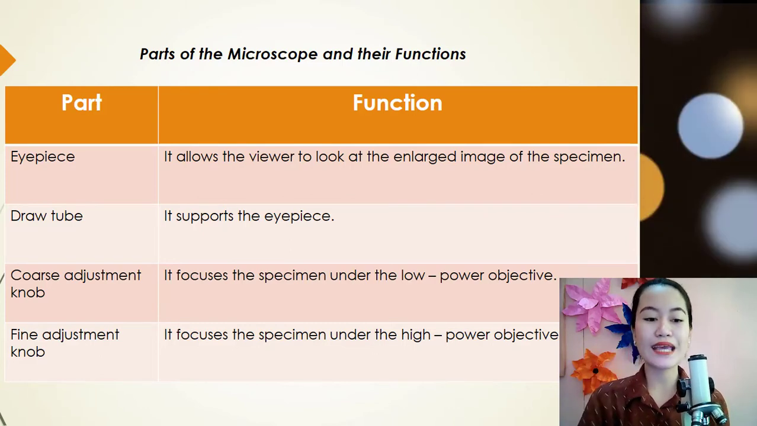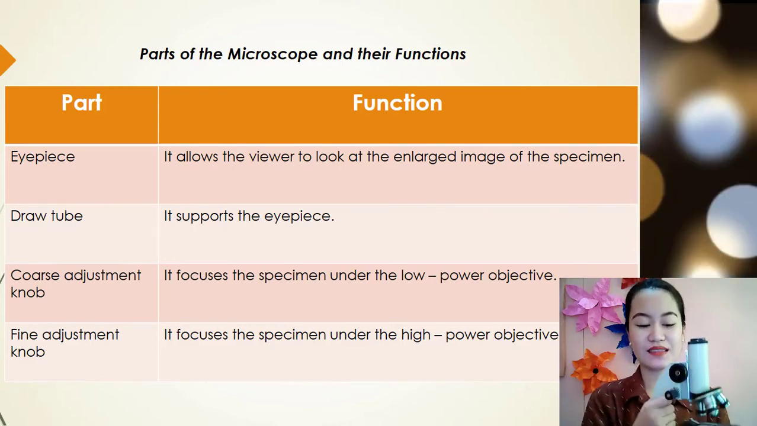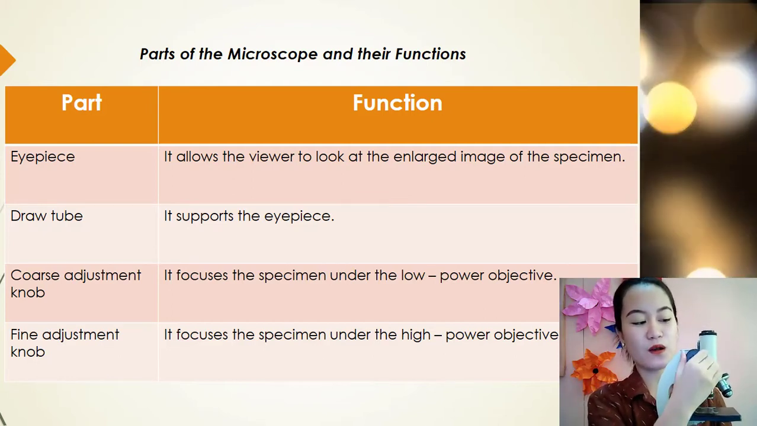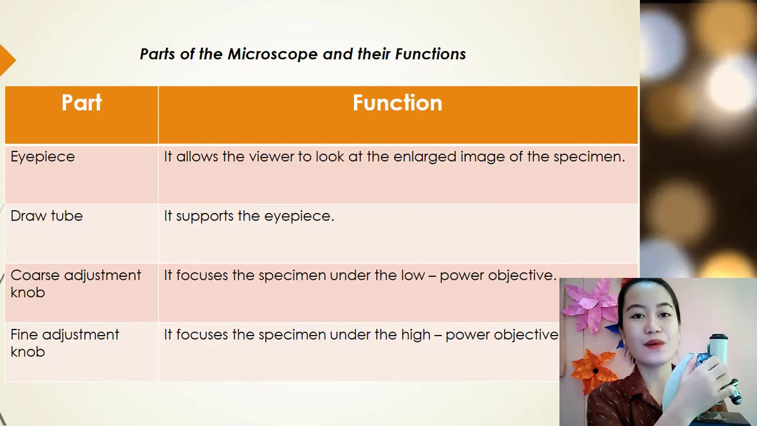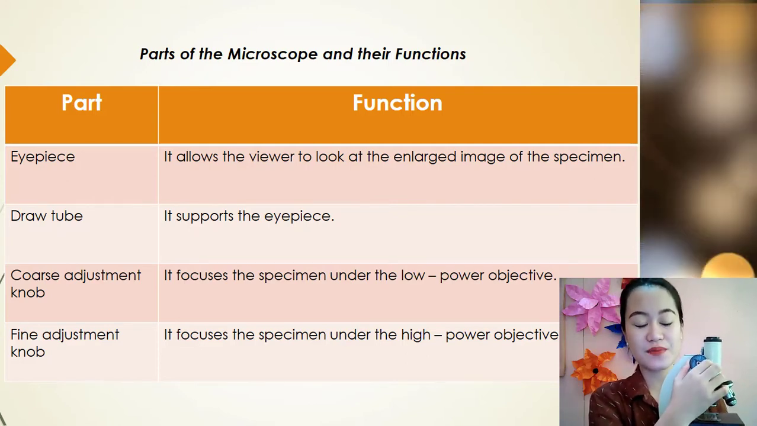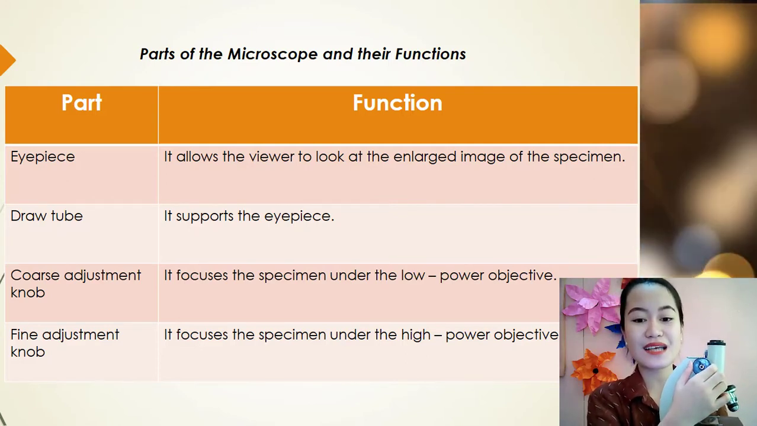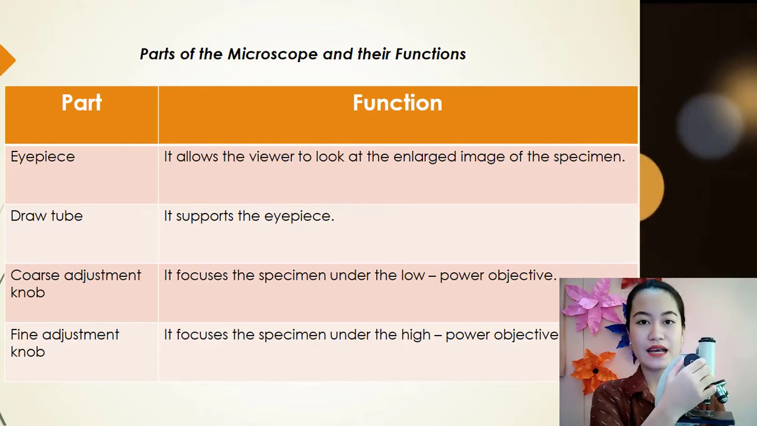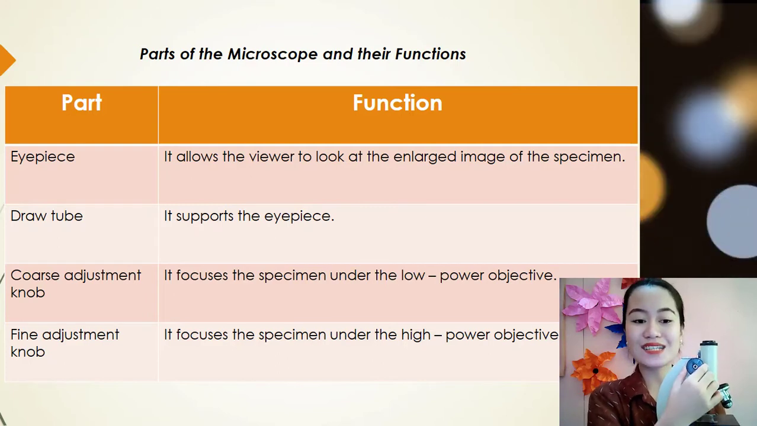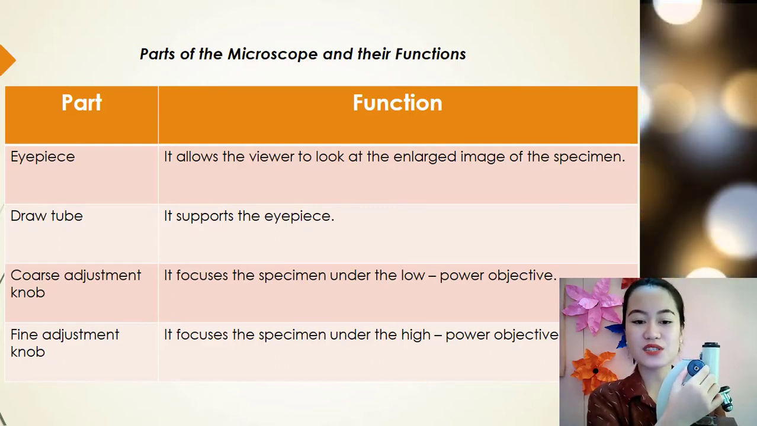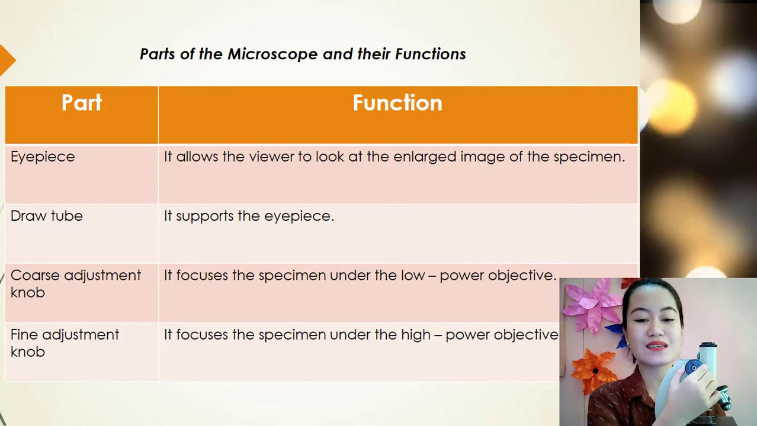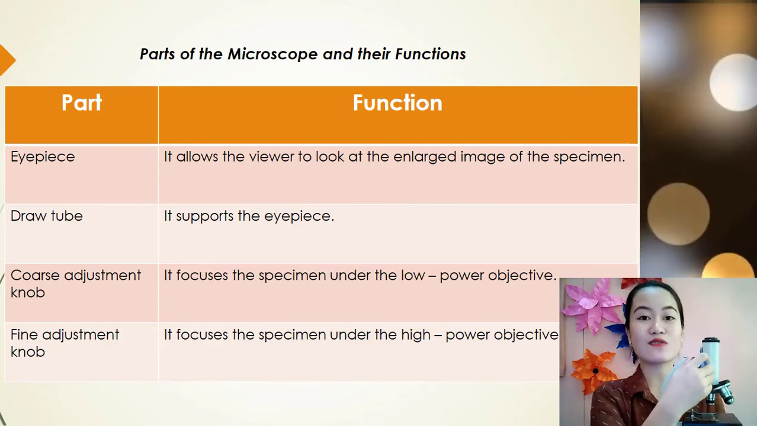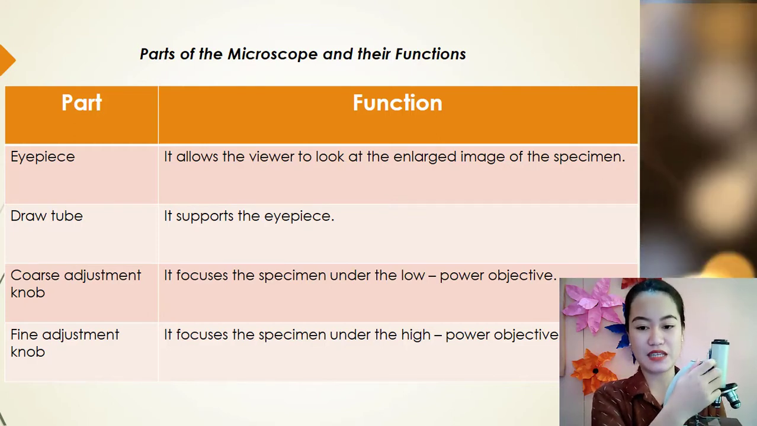Okay, next. We have the coarse adjustment. So, this is the coarse adjustment knob, class. Ito po. So, what is the function of coarse adjustment? It focuses the specimen under the low power objective. Pakitandaan. Si coarse adjustment po, ang function niya is to focus the specimen on the low power objective. So later, papakita ko sa inyo kung nasan si low power objective.